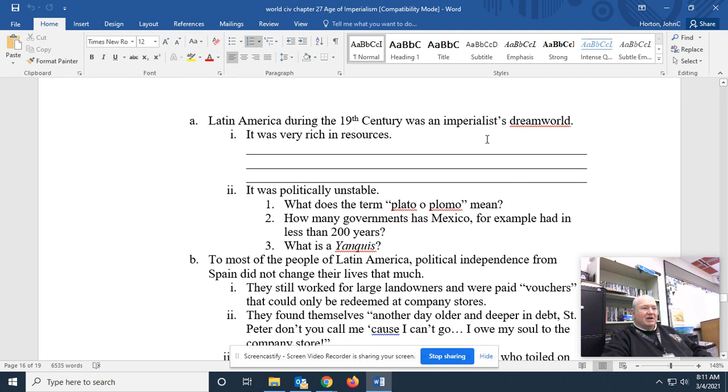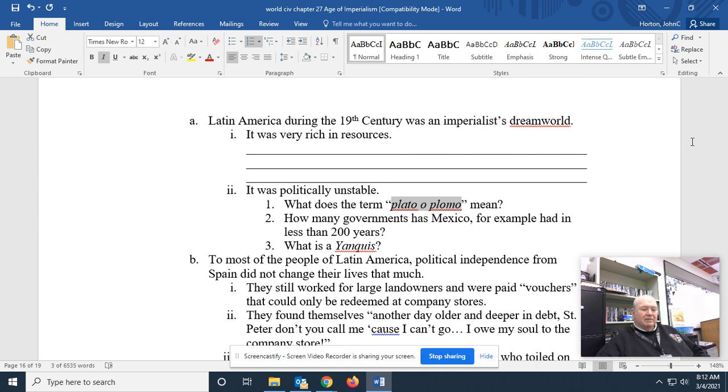Latin America during the 19th century was an imperialist dream world. I mean, Latin America was and is rich in resources. Not necessarily the same resources as you find in the United States, but resources. We say, like what? Well, of course, there is petroleum on the northern coast of South America. There are agricultural products like coffee, bananas, sugarcane. Then you get into things like, for example, the world's largest supply of lithium.